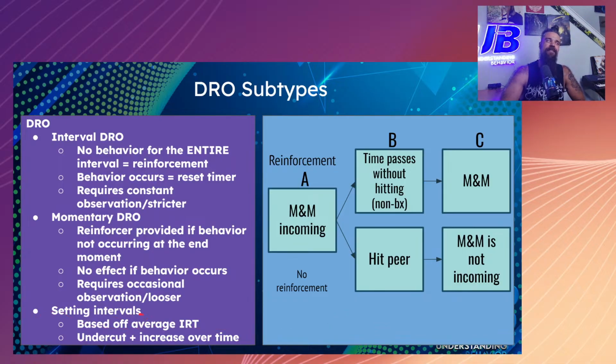So to set the intervals, again, we're basing it off of our average IRT. And then we want to undercut it at first, and then we'll gradually increase that time. So once we've mastered the 4 minute phase, then we might move it back to 5 minutes and 6 minutes and 7 minutes and beyond.